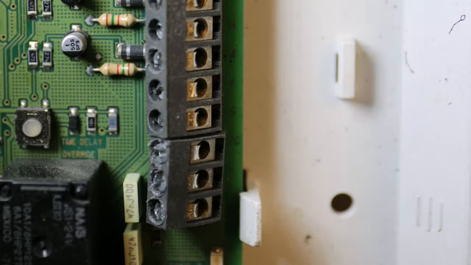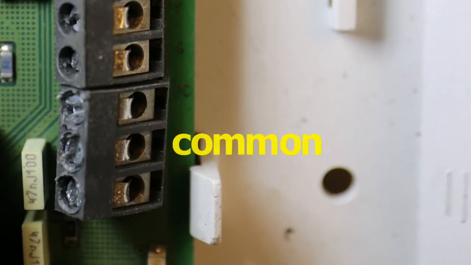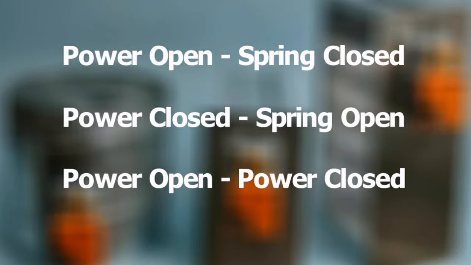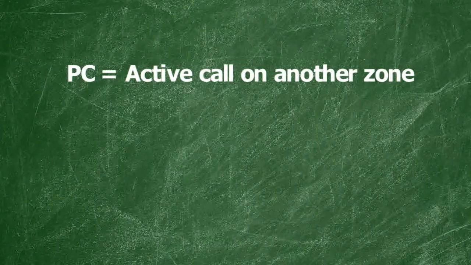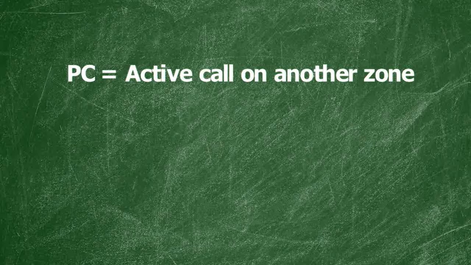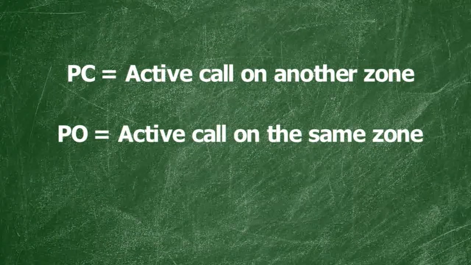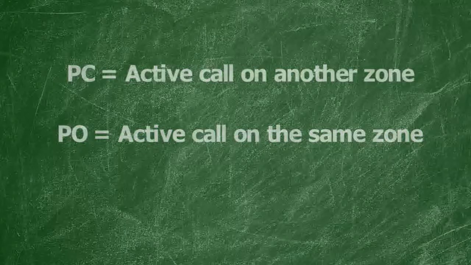On the board are damper terminals dedicated to each damper motor, and each contains one common, one power open, and one power closed terminal. Which terminal is powered depends on which zone is calling for heat or cool. The power closed terminal is energized when there is an active call for heat or cool on another zone. The power open terminal becomes energized when there is an active call for heat or cool on the same zone.